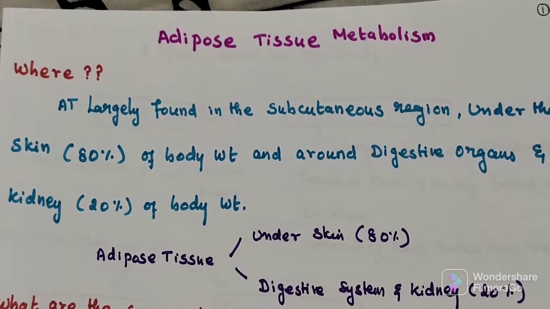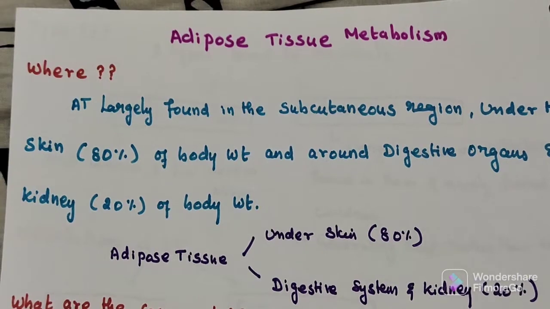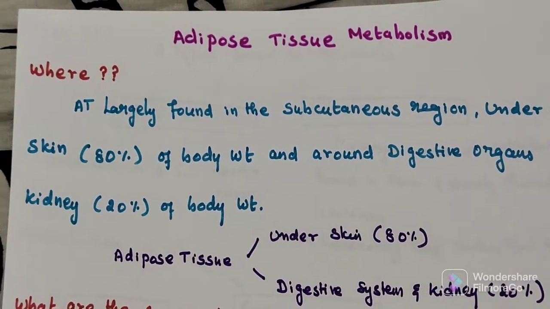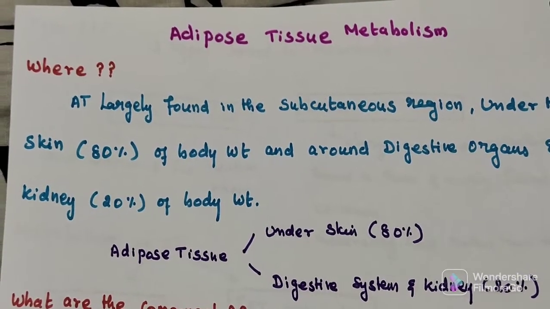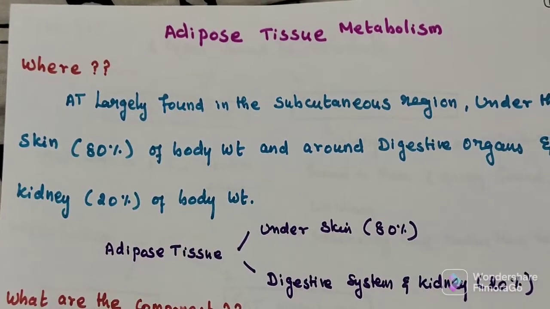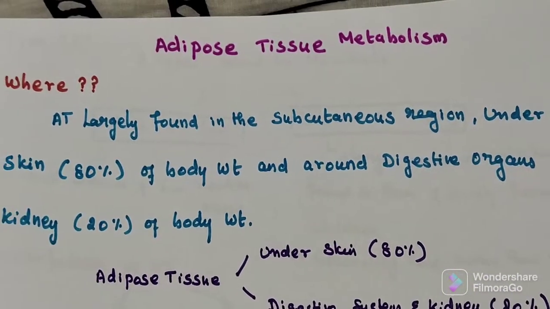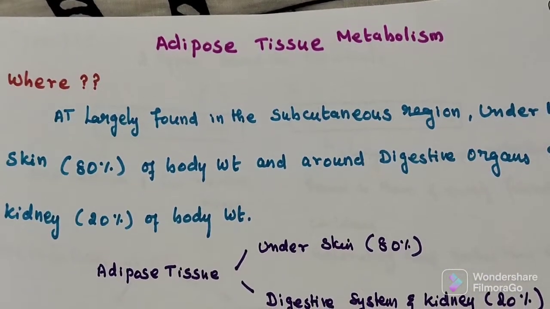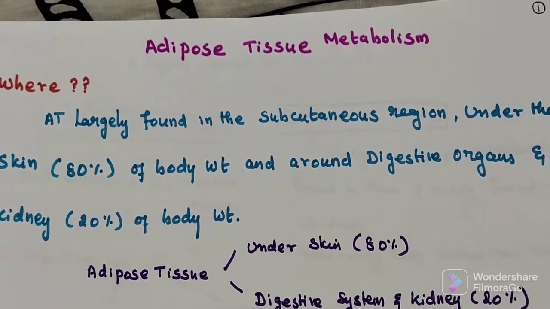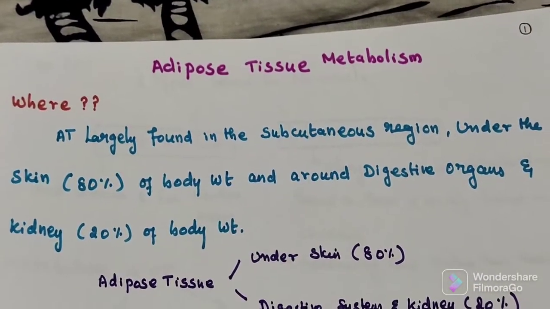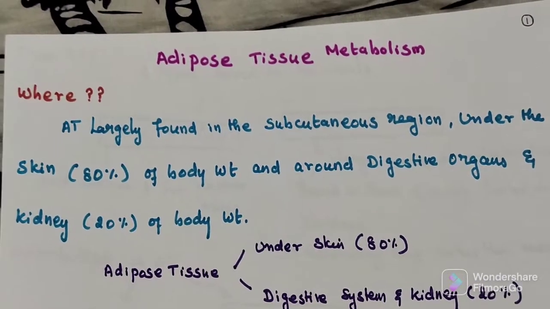Today's topic of discussion is adipose tissue metabolism. Where is this adipose tissue found? It is largely found in the subcutaneous region, under the skin, and that comprises 80% of body weight.